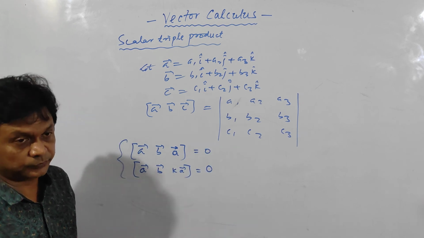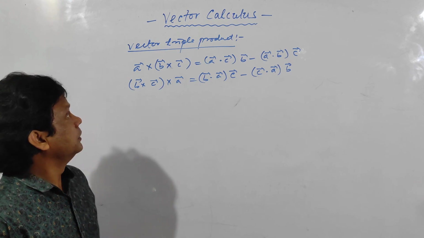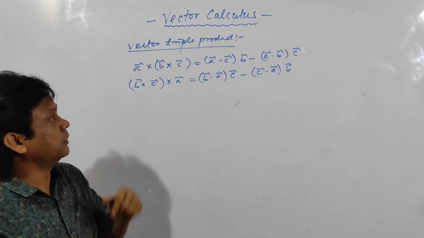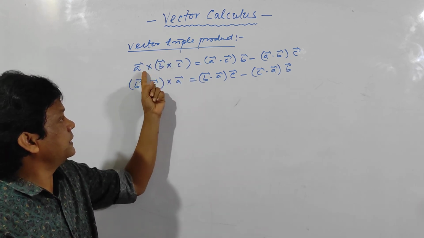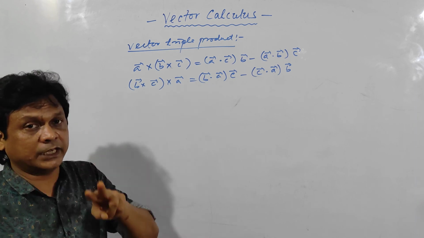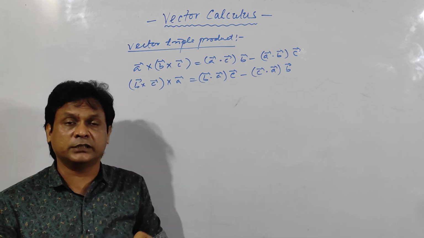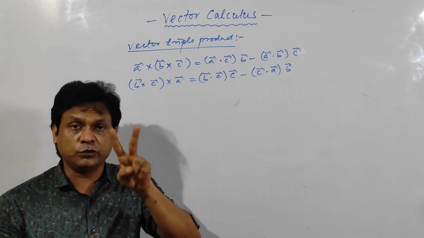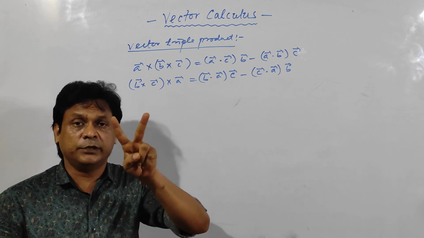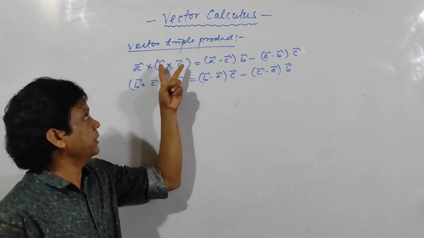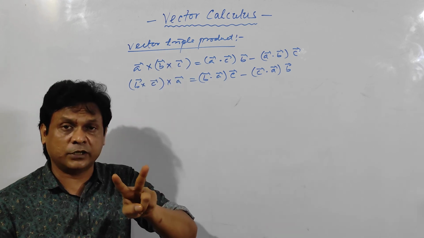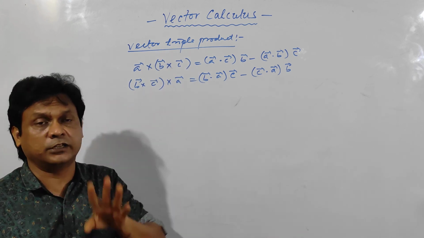Here, let's see the formula for the vector triple product. That means both the sides are cross products. But in a scalar triple product, one of them is a dot and another is a cross. There will be two products in a triple product. If both are cross products, then it is a vector triple product. If one is a dot and another is a cross, then it is a scalar triple product.